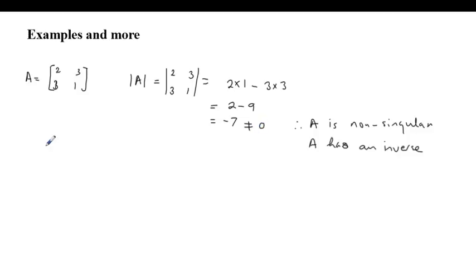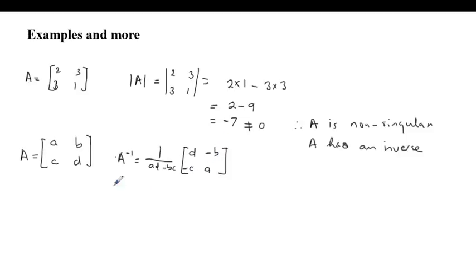Now, if we remember what we saw before, we were given A, which was a, b, c, d. We came up with A inverse being 1 over ad minus bc, or in short, 1 over the determinant, times the matrix d, a, with a minus b there and a minus c there. So now what can we do? We can use this to find the inverse of this matrix. We already have the determinant, don't we?